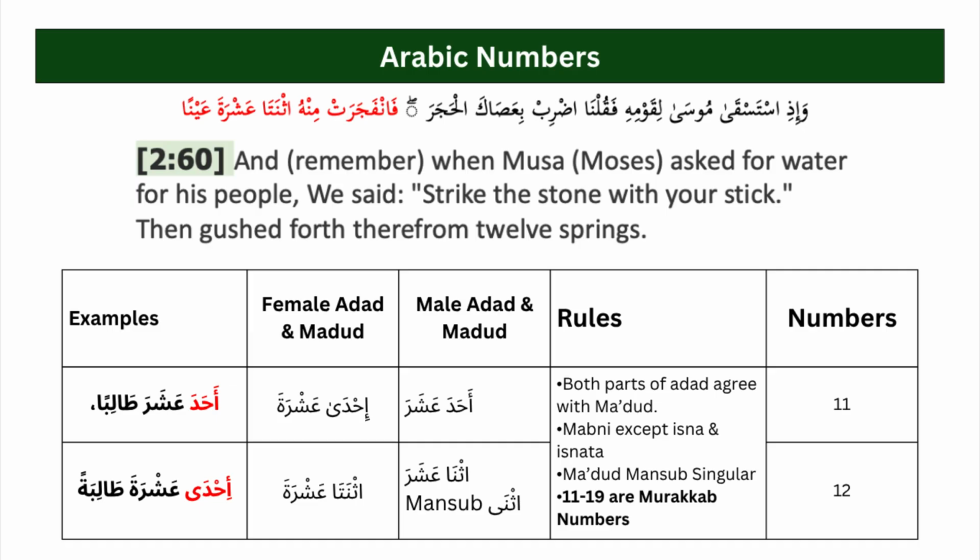This is another very important rule. So unlike 3 to 10, where the counted noun is plural, here with 11 to 19, the madud goes back to being singular and mansub. The fourth point says, 11 to 19 are murakkab numbers. That means they are compound numbers made of 2 parts. So the first major lesson of this slide is 11 and 12 are compound numbers. Both parts agree with the madud, and the madud is singular mansub.